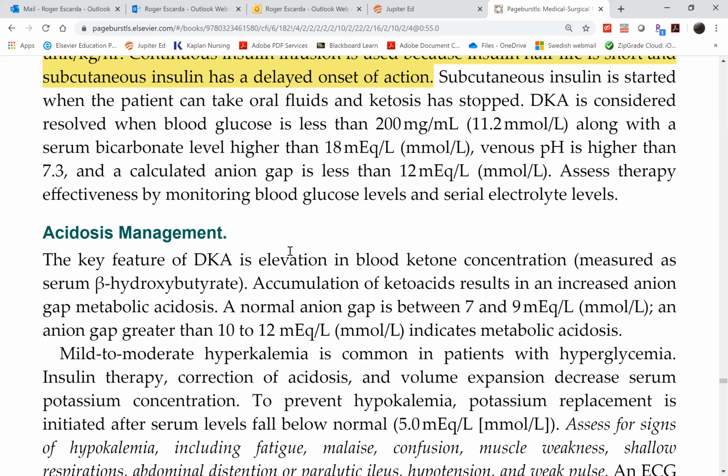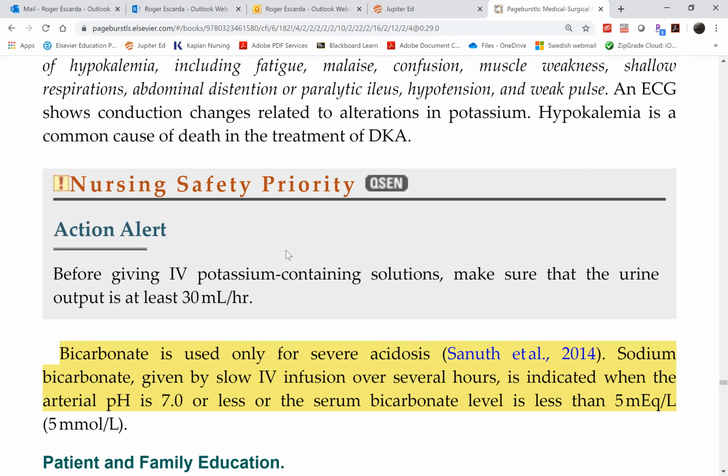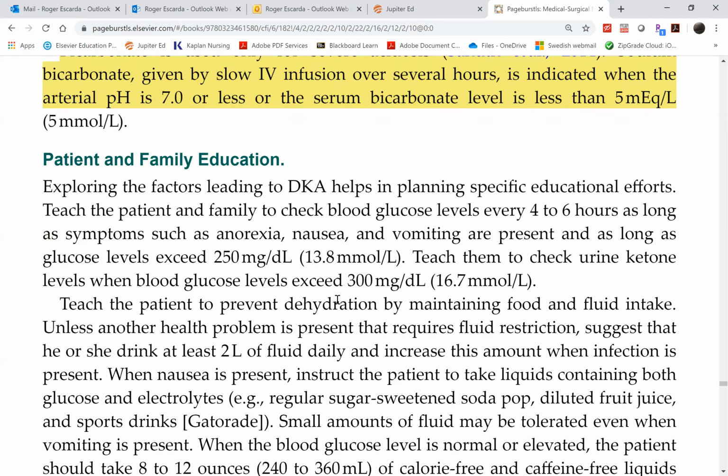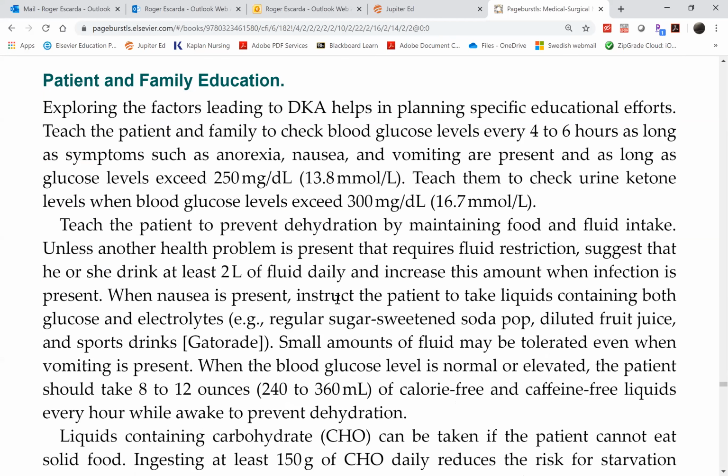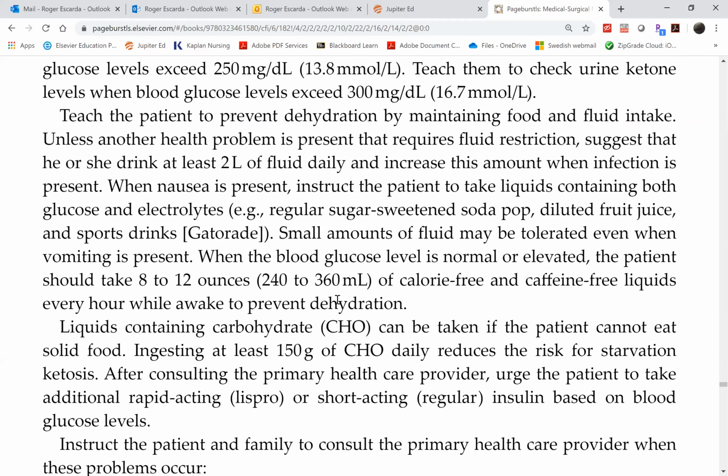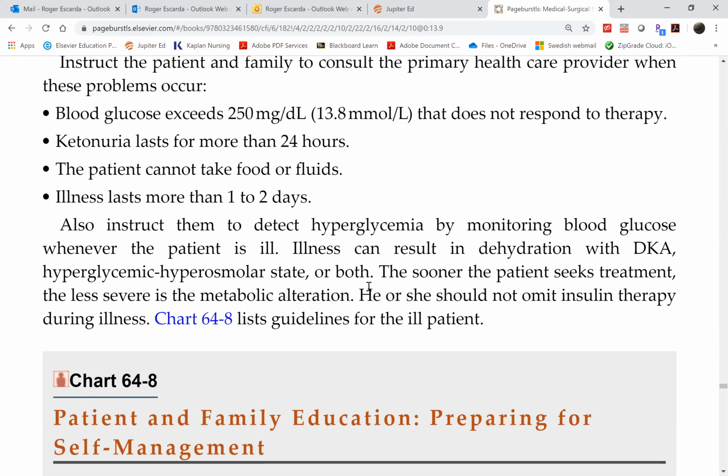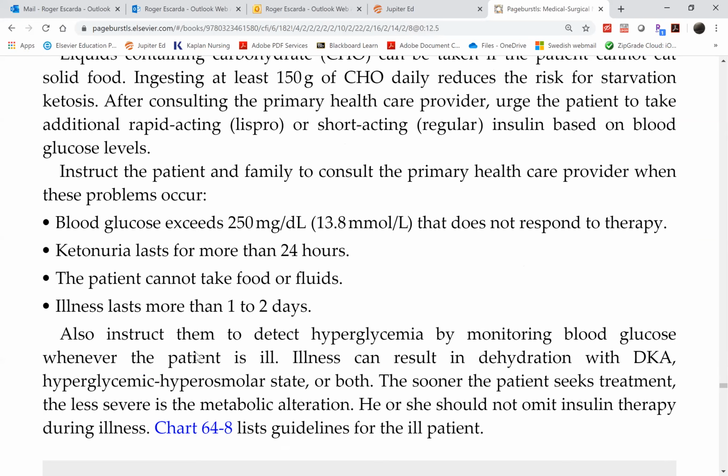Yes. All right, so let's finish HHS. The prevention here, we already discussed prevention. It was under sick day rules. Okay, so to prevent DKA, tell them about sick day rules.